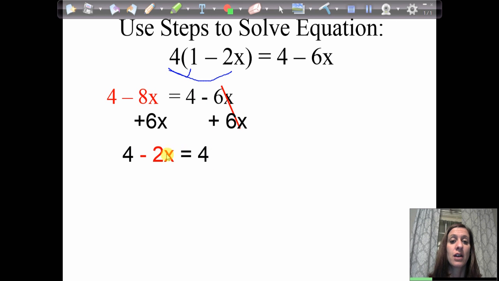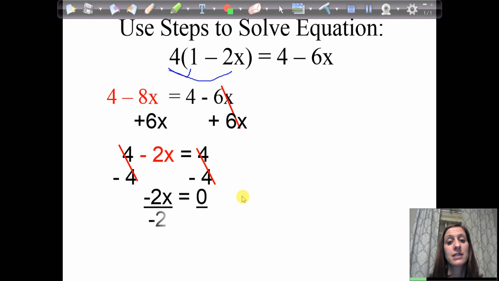So now I'm going to start solving for x, so I can subtract 4 from both sides. This minus sign, remember, goes with the 2x. This 4 is positive. To cancel it, we have to subtract it. So now I'm left with 2x equals 0, and this is multiplication. Our last step will be to divide both sides by negative 2, and we get that x equals 0.